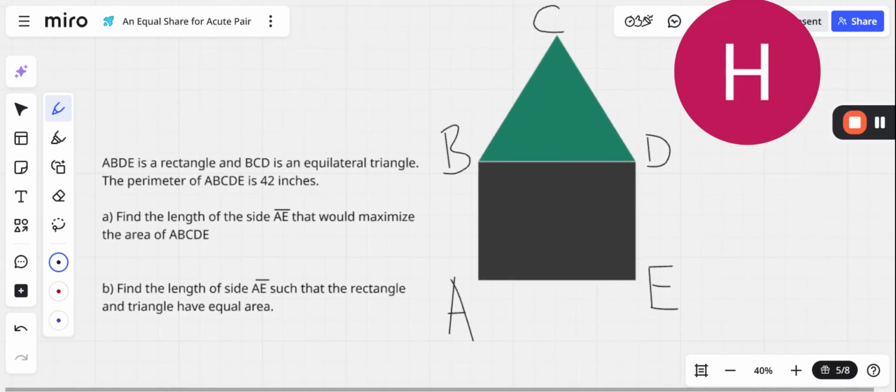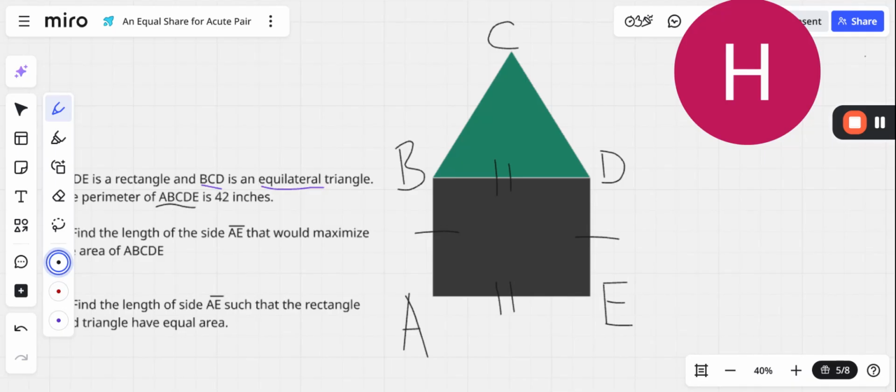Now, we have that ABDE is a rectangle, so this side is not necessarily equal to this side, but opposite sides are congruent. So that means that this side BD is the same as this side AE. And we're also told that triangle BCD, that's this triangle here, is an equilateral triangle. Okay. And the perimeter of this entire shape, ABCDE, is 42 inches.